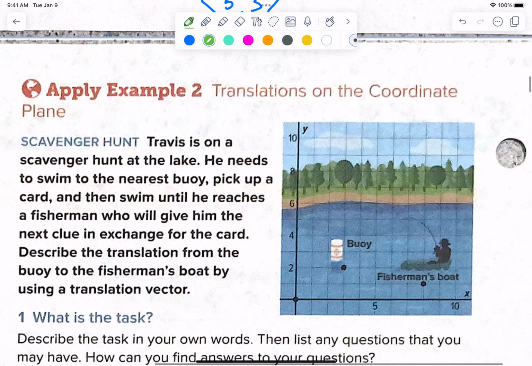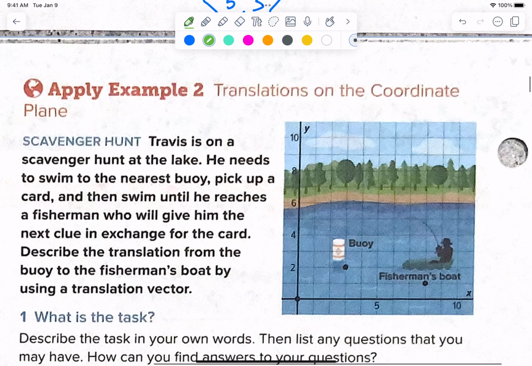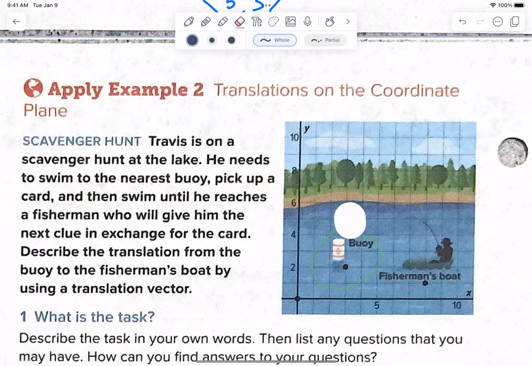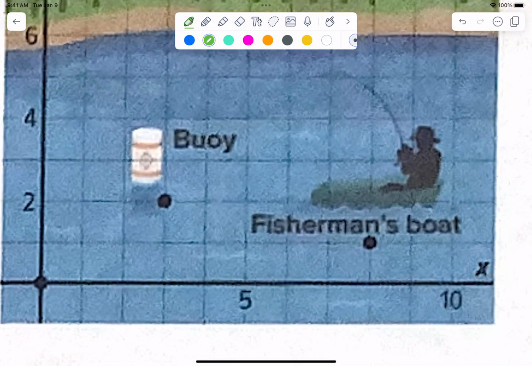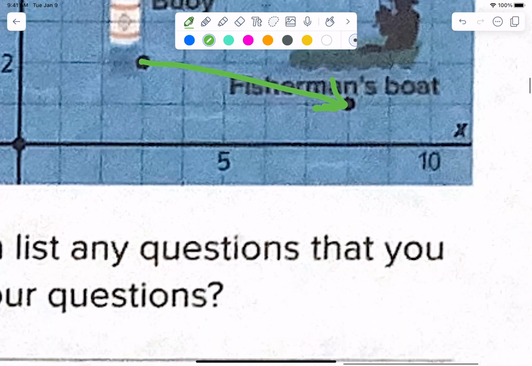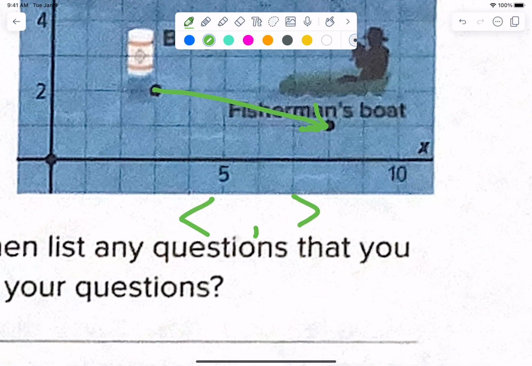This is the last one. Scavenger hunt. It says Travis is on a scavenger hunt at the lake. He needs to swim to the nearest buoy, which is right here, and then he picks up a card and then swims until he reaches the fisherman, who will give him the next clue. Describe the translation that goes from the buoy to the boat. So we're starting at the buoy and we're going to the boat. Describe that in translation vector form. 5, -1. We're going 5 to the right and down 1. So 5, -1. I agree with that.